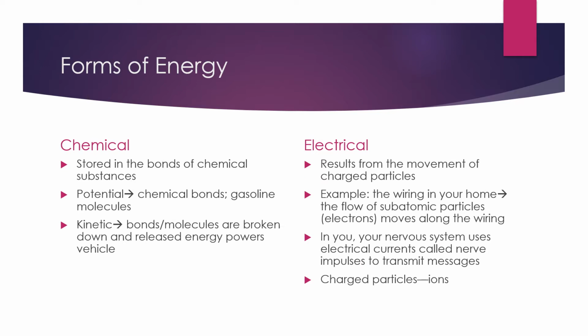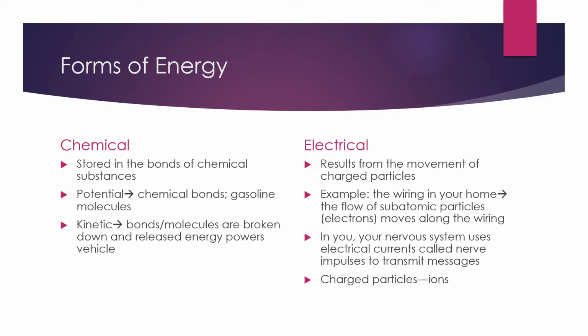Here let's talk about chemical and electrical energy. Chemical energy is stored in the bonds of chemical substances. The potential energy is in those chemical bonds, for example, gasoline molecules, and the kinetic energy is when the bonds and molecules are broken down. And for gasoline, when they release that energy to power your vehicle.